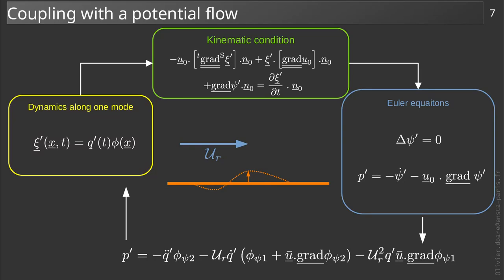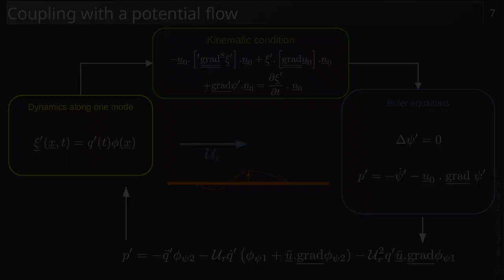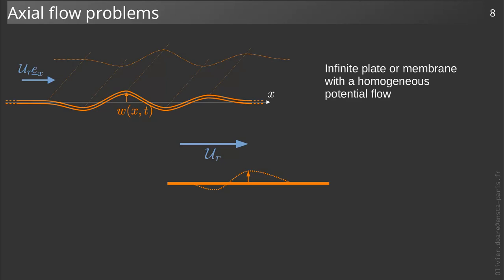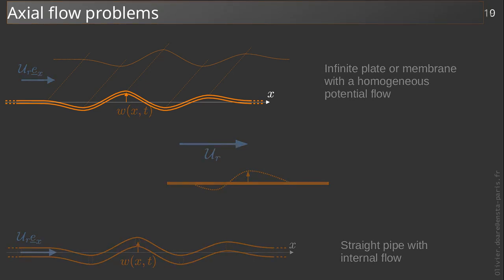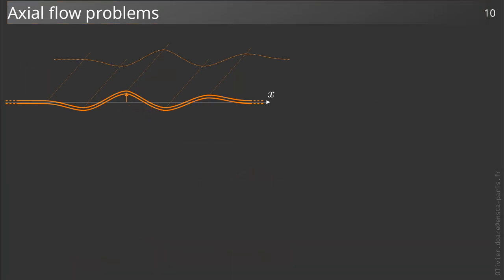In the particular problem of axial flows, the velocity is parallel to the interface and the displacement is perpendicular to the interface. We have this in the case of plates or membranes of large dimensions in flows, but also in all problems of pipes with internal flow. We'll study the case of the pipe in tutorial class, going up to the numerical resolution of the coupled system of equations. In this video, we focus on the first case.